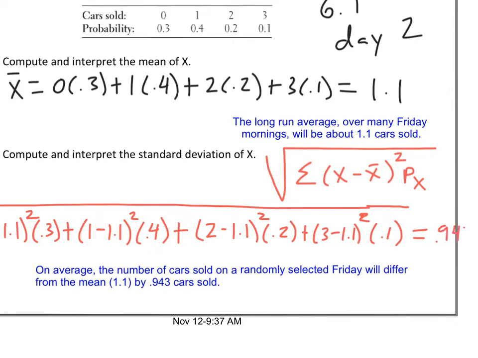Even with the help of typing that into a calculator, that's still not that pleasant. I mean, that only had 4 outcomes. Imagine the hockey example from day 1 that had 10. Okay? The tutorial for doing the calculator part with list 1 and list 2 is on Schoology. Know the calculator function. Okay? And there's the interpretation. On average, the number of cars sold on a randomly selected Friday will differ from the mean by about 0.943 cars.